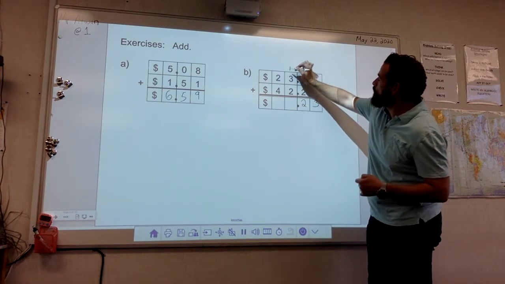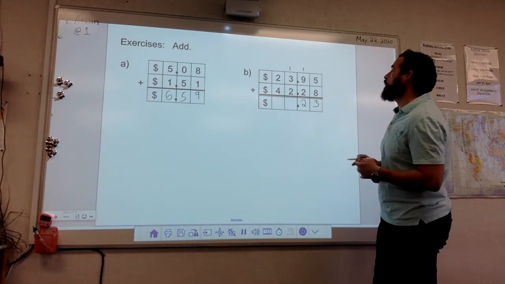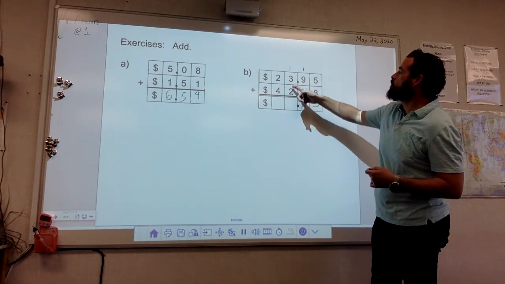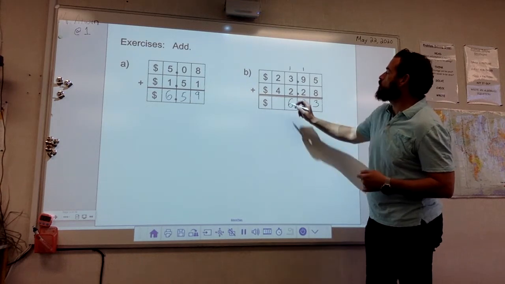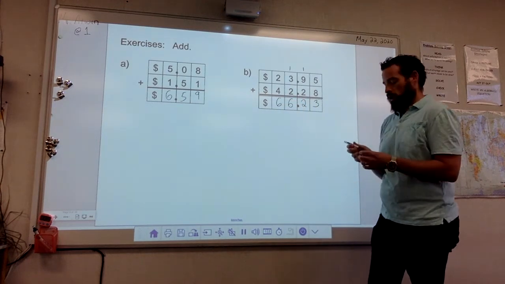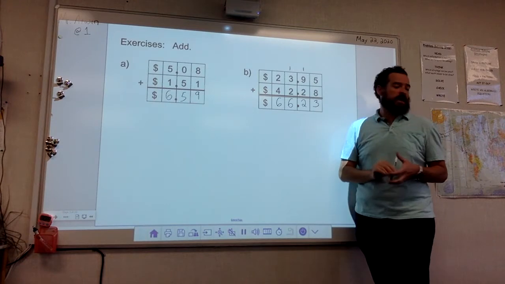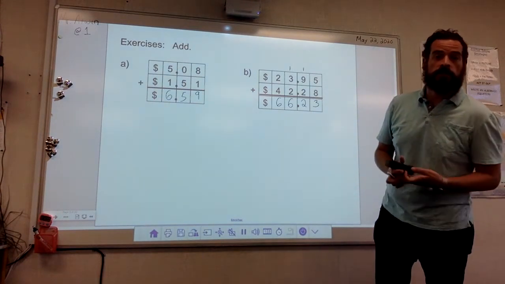Put our 1 above our 1's column there. 3 plus 2 is 5. 5 plus 1 is 6. And then 2 plus 4 is 6. So our final answer is $66.23 for that one.